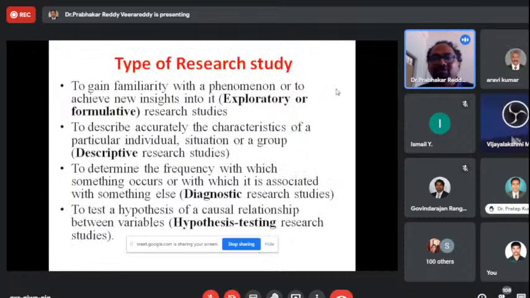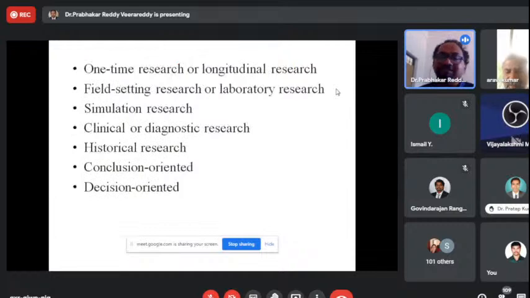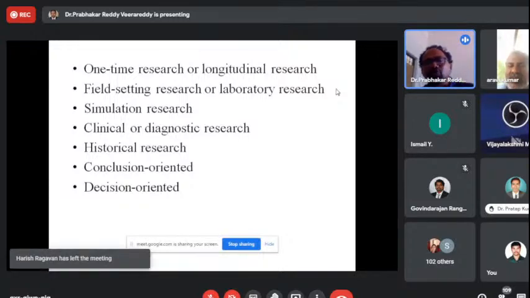So I already told you the different types of research: explanatory research, descriptive research, diagnostic research, hypothesis-testing research, one-time research, field-setting research, simulation research, clinical research, histological research, conclusion-oriented research, decision-oriented research. So many different wings are there, and every individual has his own research area.